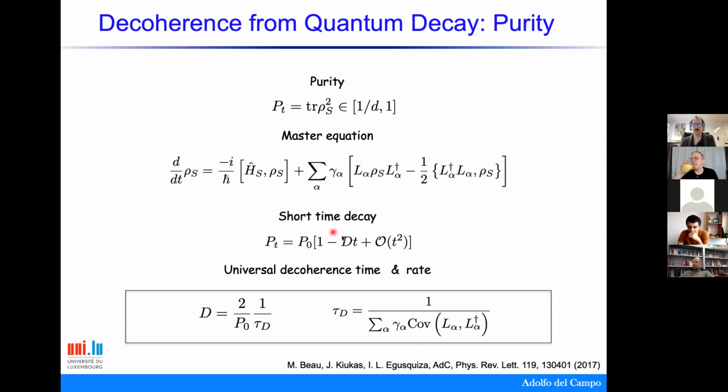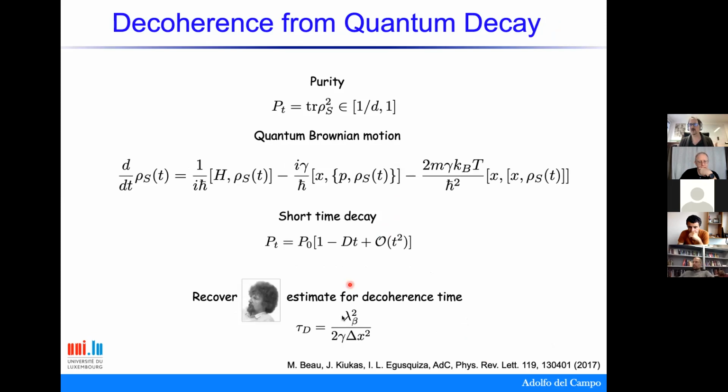This is something we reported a few years back. And of course, we can now revisit the problem of quantum Brownian motion. With this expression for the decoherence time, we recover the estimate by Zurek. We're not restricted to this; we can do it for an arbitrary Lindblad master equation. So this is just a warm up.